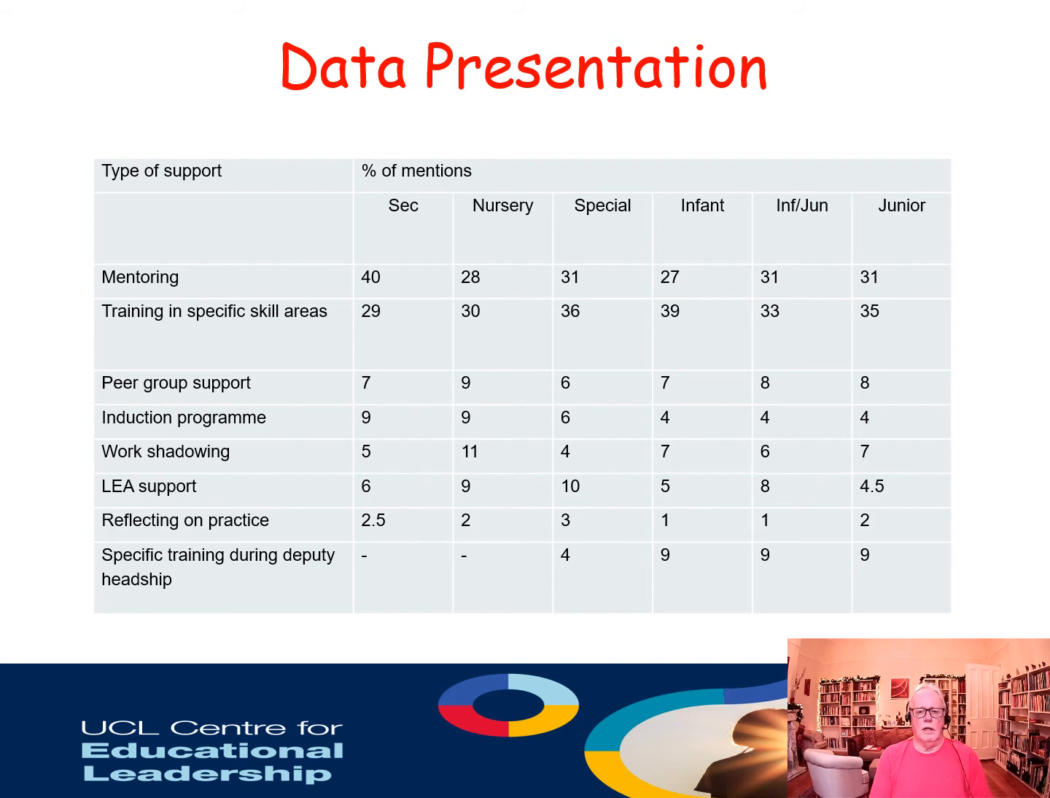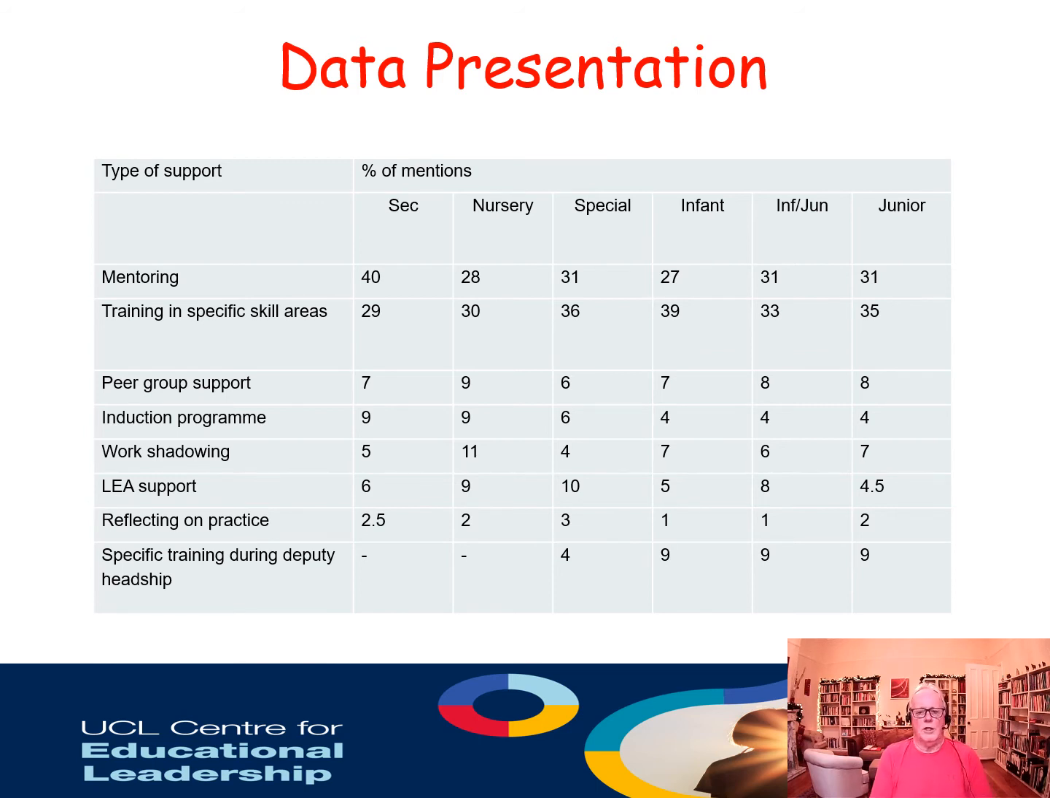And you'll see that in the first year, this was data about what happened in the first year of taking up the headship. The percent of mentions, in other words, mentoring was mentioned by 40% of secondary head teachers. Nursery, 28%, 31% special, and so on, okay? And the next highest level was training in specific skill areas, peer group support, induction program, work shadowing, LEA support, reflection on practice, and specific training required or undertaken during deputy headship.